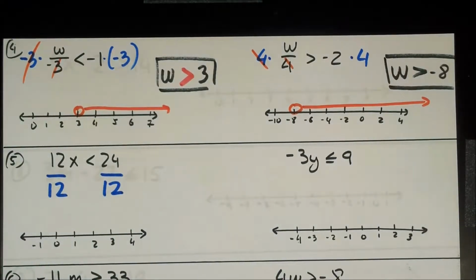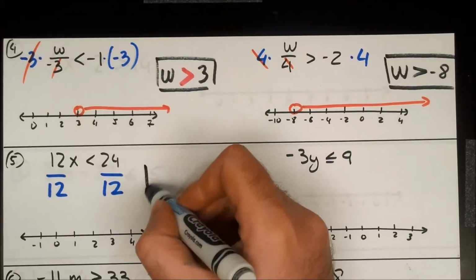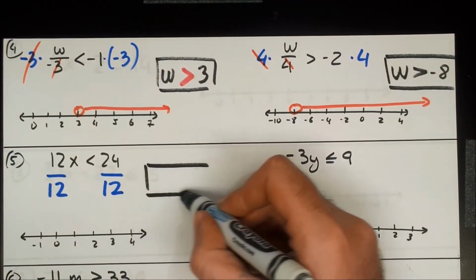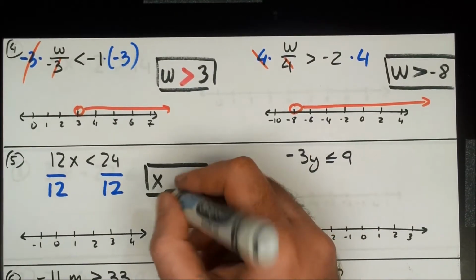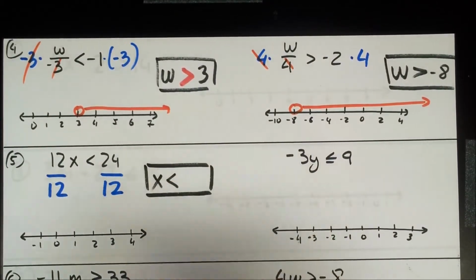Did I multiply or divide by a negative number? Nope. I divided by a positive. So should my inequality symbol flip? Yes or no? No. We're safe. We don't have to do the flip. So x, my inequality symbol does not change its direction, it stays as it was.